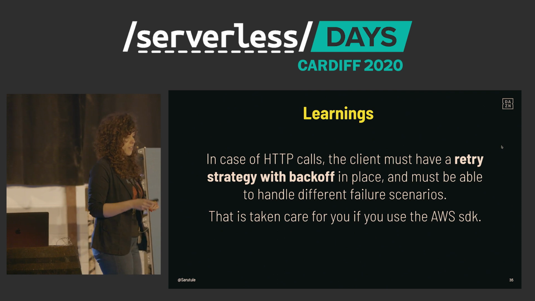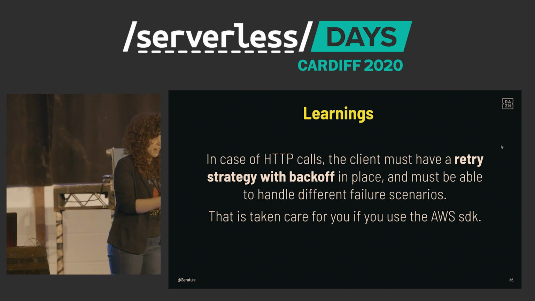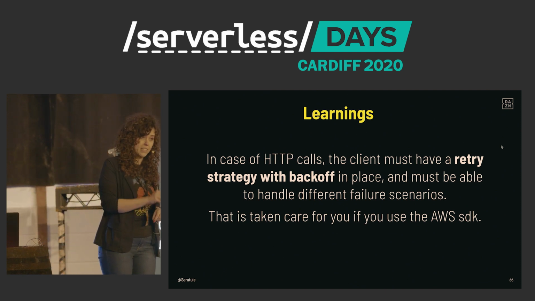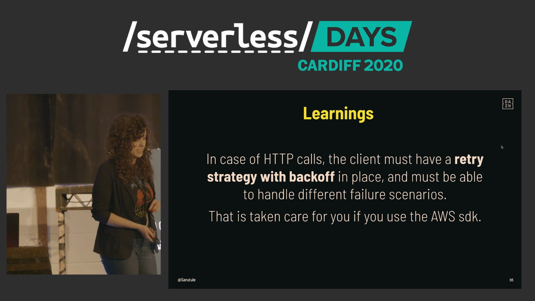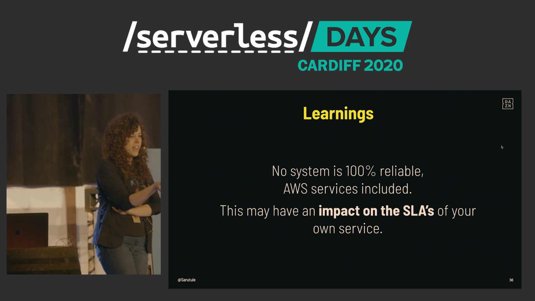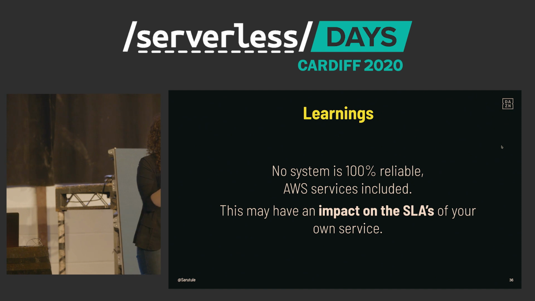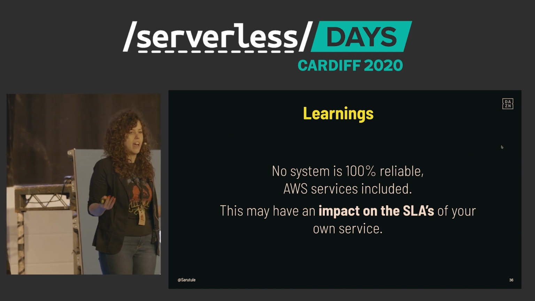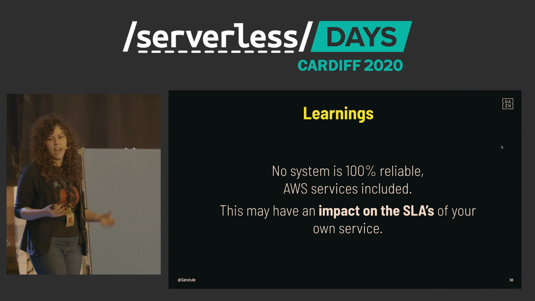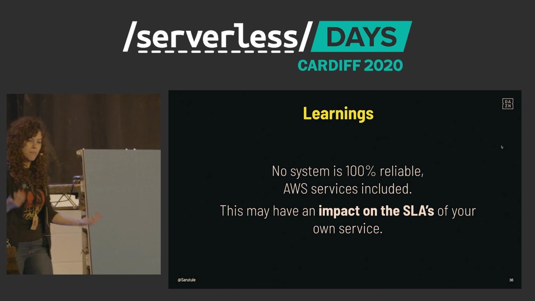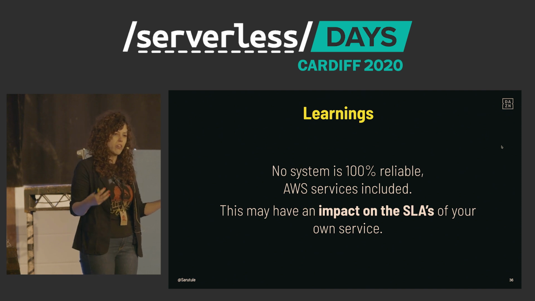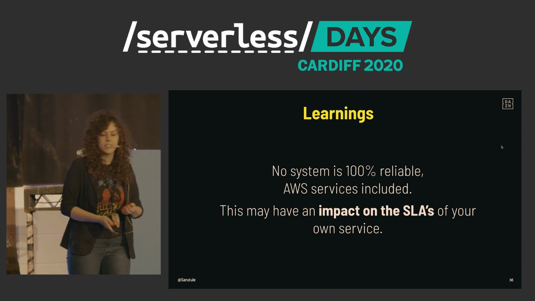Another learning is you need to have retry policies set up. In the case of the AWS SDK, that is taken care of for you. Otherwise, you need to do it, and that's a must in a distributed system. As we learned looking at the API Gateway service level agreements, nothing is perfect. Nothing is 100% reliable. Everything can fail, and that's OK. It's impossible to have something that is always up. But you need to be mindful about the services that you choose and their reliability to make sure that your requirements are met.